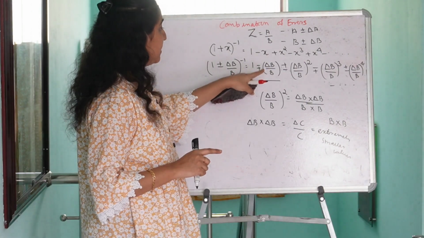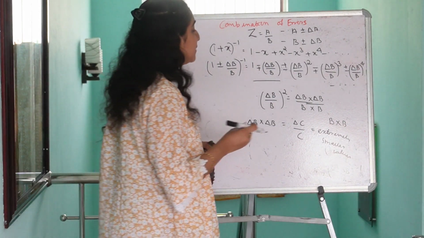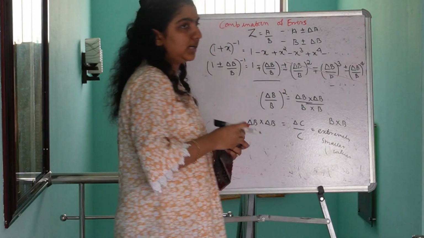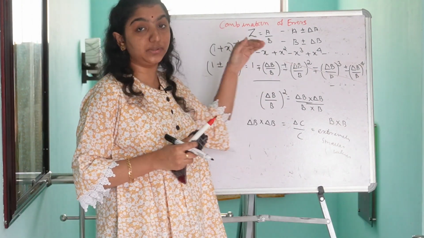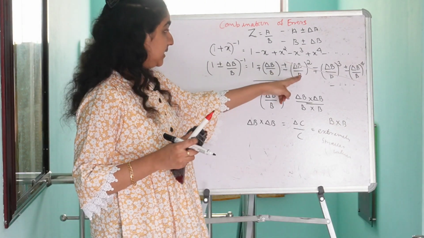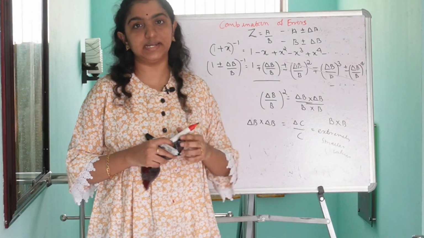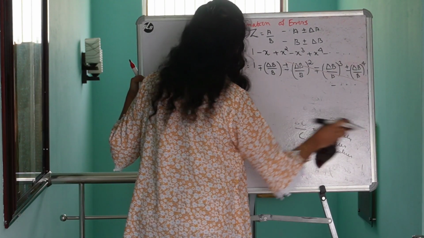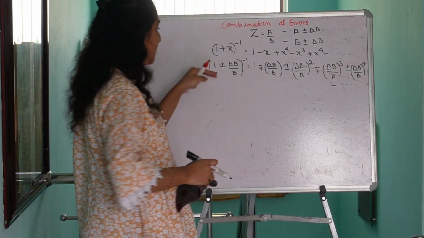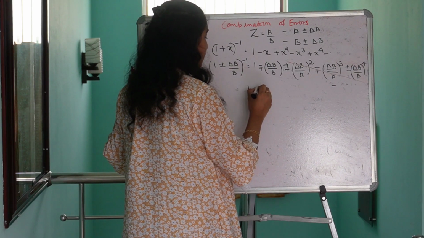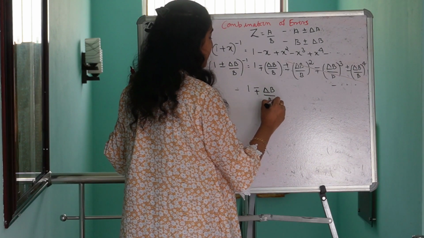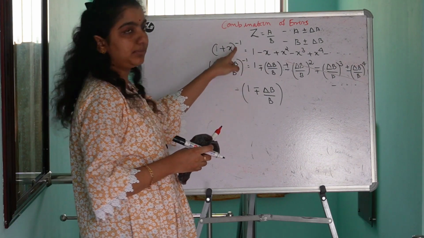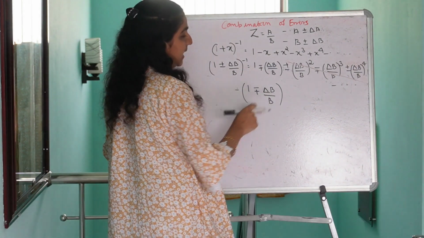In the value of 1 plus or minus del b by b, you can neglect all the terms starting from del b by b the whole square up to the end. Is it clear? Yes. So what is 1 plus or minus del b by b the whole inverse? We can say that is equal to 1 minus or plus del b by b. So now we got the value of 1 plus or minus del b by b, the whole inverse, as 1 minus or plus del b by b, isn't it?